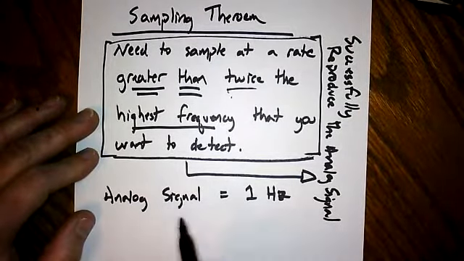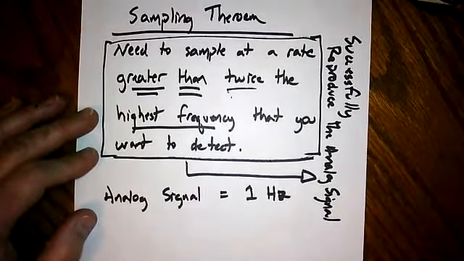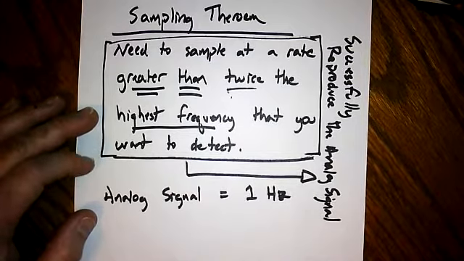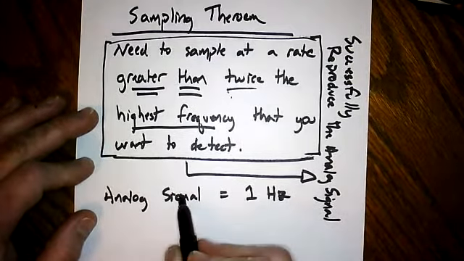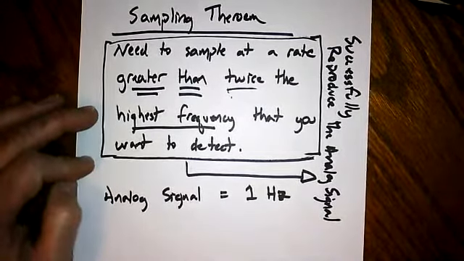So if my analog signal is 1 hertz, I just need to sample at anything greater than 2 hertz. 2 hertz isn't going to cut it, all right? That's not going to cut it. We looked at that. That's going to end up with a straight line. All right, but to be able to reproduce this 1 hertz signal, I need 2.1 hertz. I need 2.12 hertz.